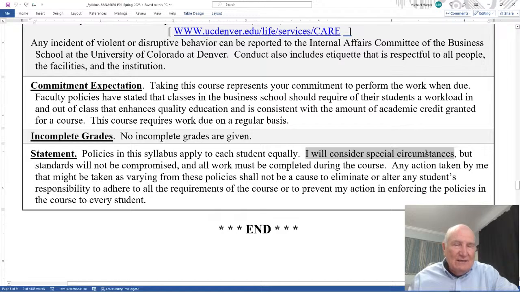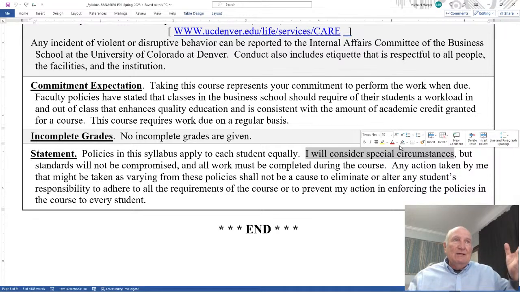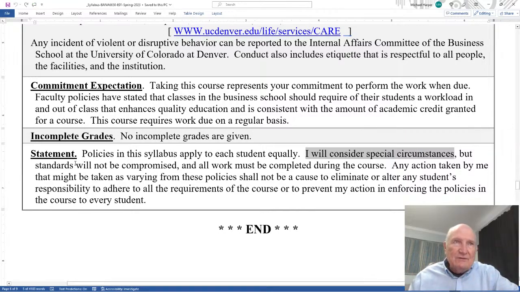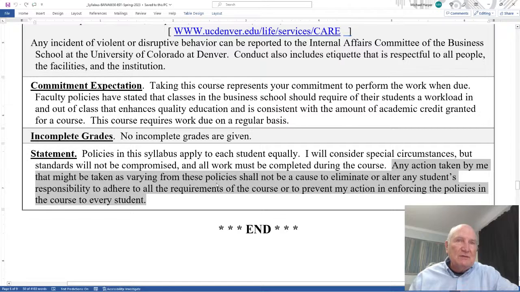I've already said that. But special circumstances, for example, if Canvas goes down, you can email it, okay? So that doesn't lower the standards. The standards will not be compromised, and all work must be completed during the course and submitted on time. Any action taken by me that might be taken as varying from these policies shall not eliminate or alter a student's responsibility to adhere to all the requirements of the course or prevent my enforcing the policies in the course for every student.